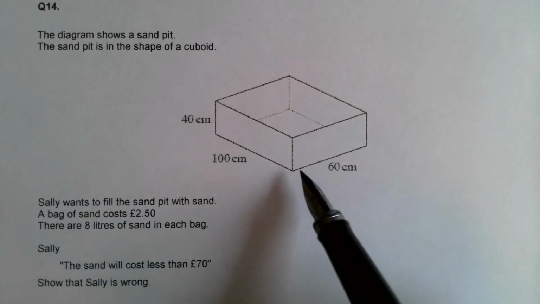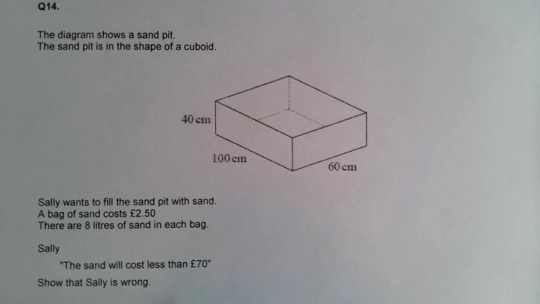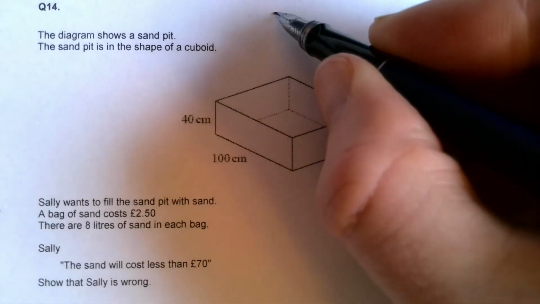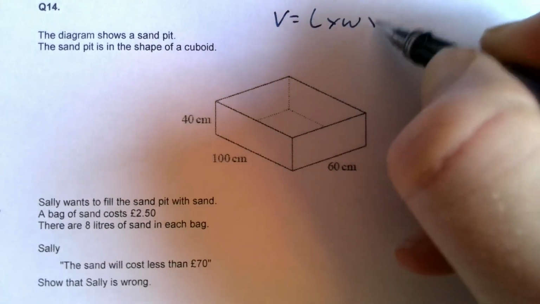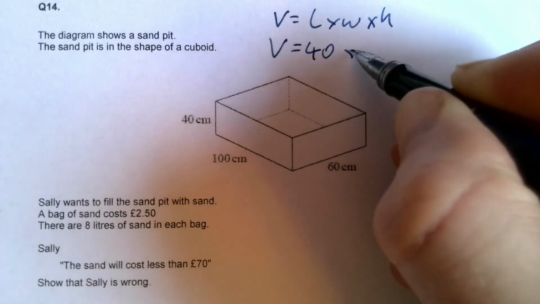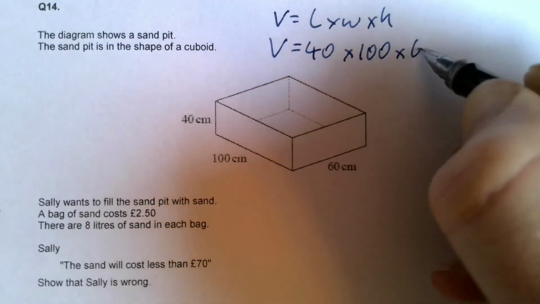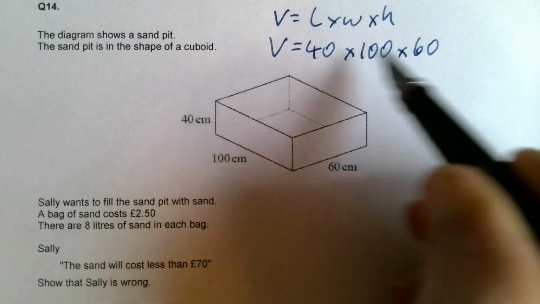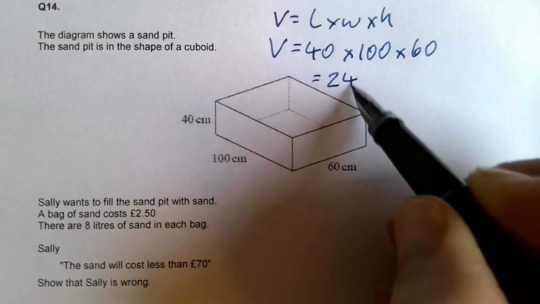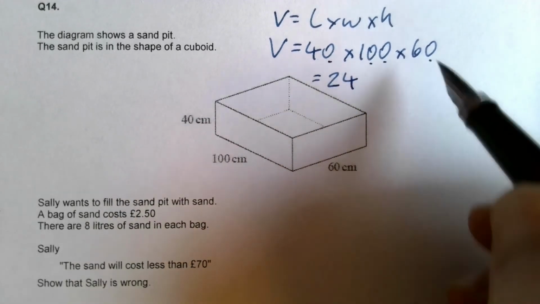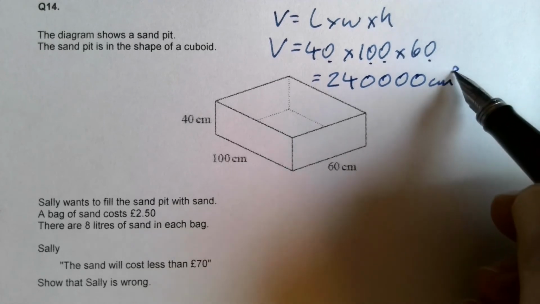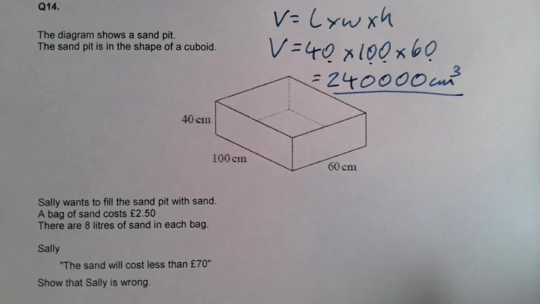Well, the first thing we need to do is work out what the volume of the sand pit is. As it's a cuboid, it's just length times width times height, which means it's going to be 40 times 100 times 60. Well, 4 times 6 is 24. 24 times 1 is 24. And then we've got 1, 2, 3, 4 zeros to pop on. So it's that many centimetres cubed. And you get a mark for doing that.